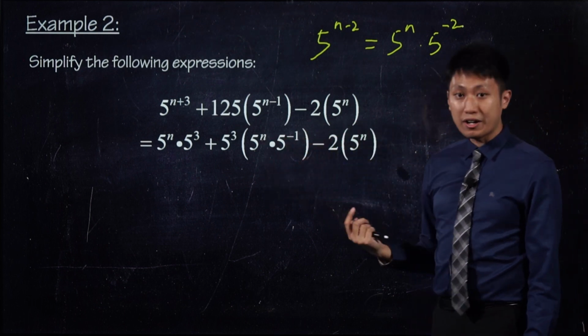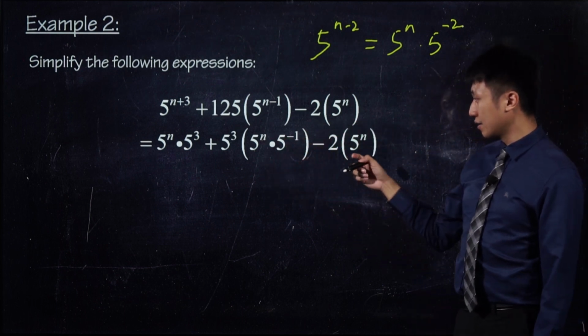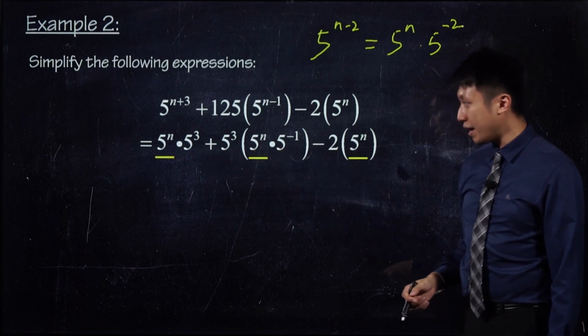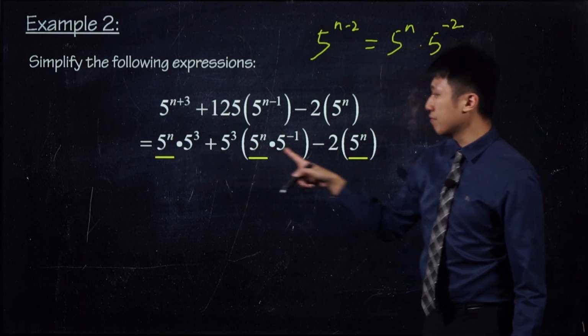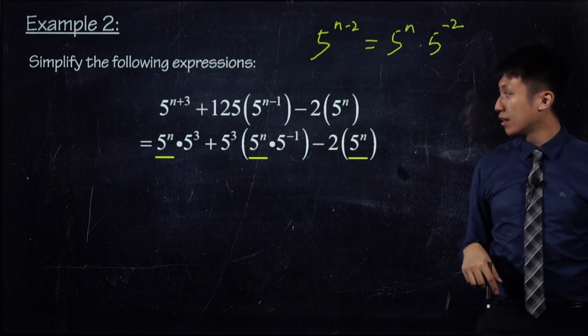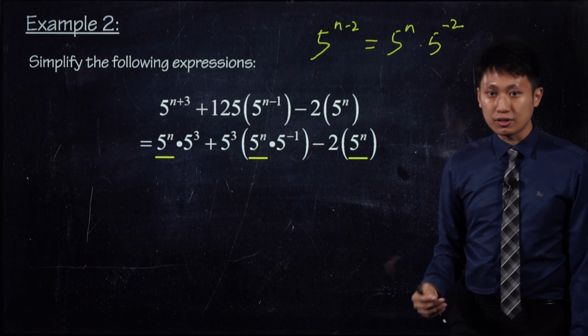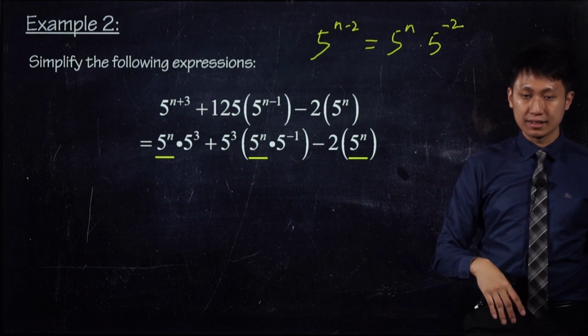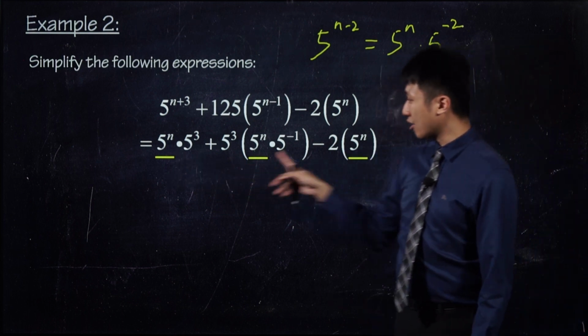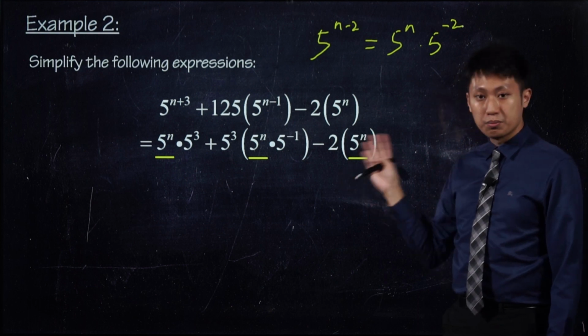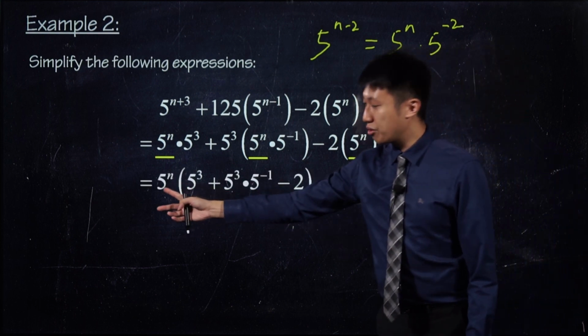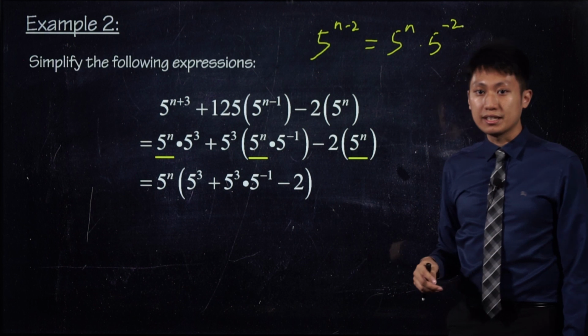Okay, why do I do that? Because you see, now if I do this one, what do I have? I have the same thing here, 5 to the power n, 5 to the power n, and 5 to the power n, which is the thing that I want. So I want to try to make it have this so that I can take out the common factor. Okay, so these are the common factors now. So what do we do? Bring them out. 5 to the power n. So what will be the things inside?